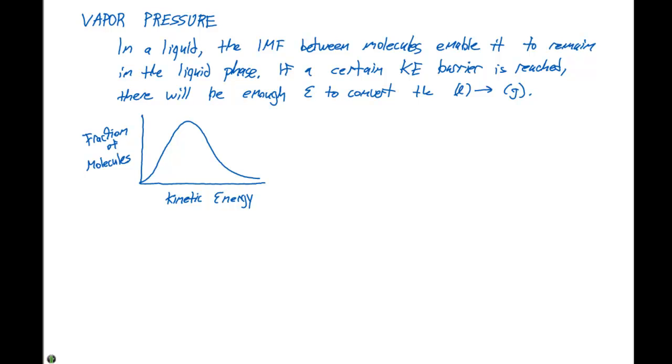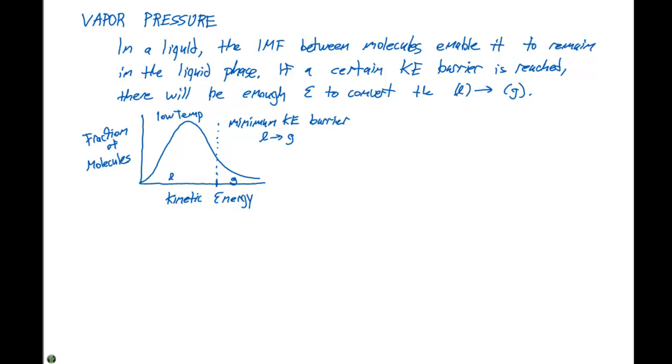Okay? And if we define this point right here to be our minimum kinetic energy barrier for the molecules to go from a liquid to a gas. So if this is a low temperature substance here, we have liquid molecules here on the left side of this dotted line. So over here we have our liquid molecules, and down here on this right side we have our gaseous molecules.